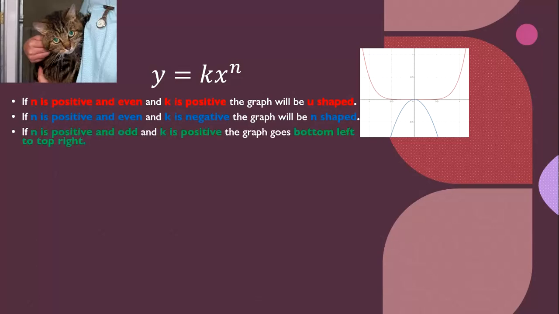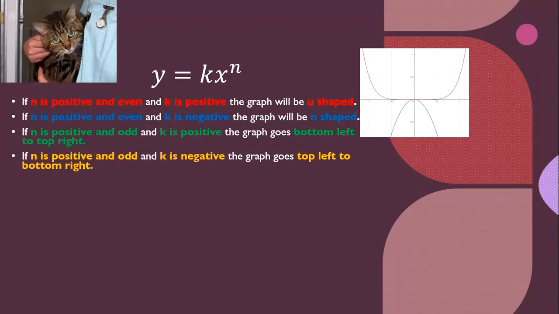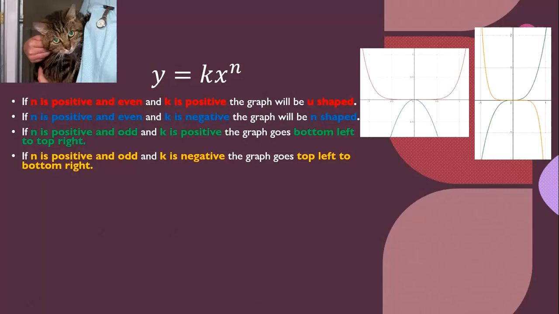If n is positive and odd and k is positive, the graph goes bottom left to top right. If n is positive and odd and k is negative, the graph goes top left to bottom right. So think of this one kind of like a cubic. Cubic is an odd power, an odd power that's positive, and then positive or negative coefficient works out which way it goes.